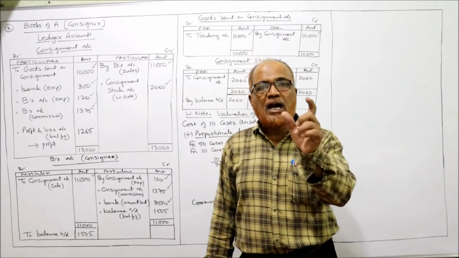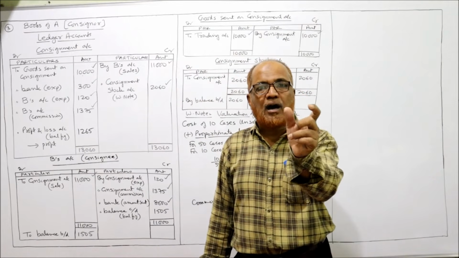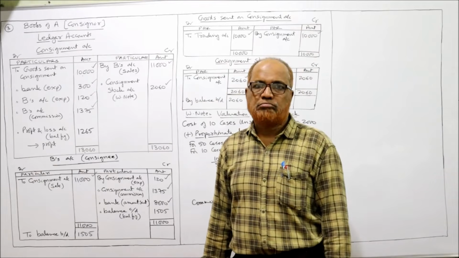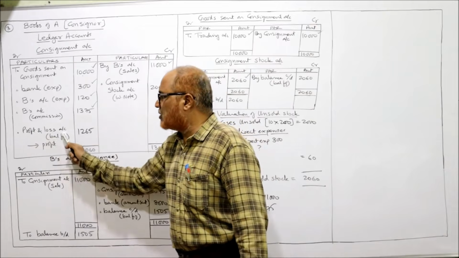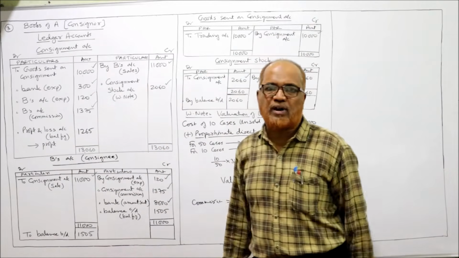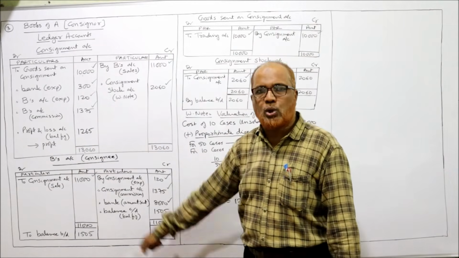So the entry will be consignment account debit to profit and loss account. Consignment account debit side to profit and loss account, balancing figure profit 1,265. Over. That's all. Consignment account is closed.